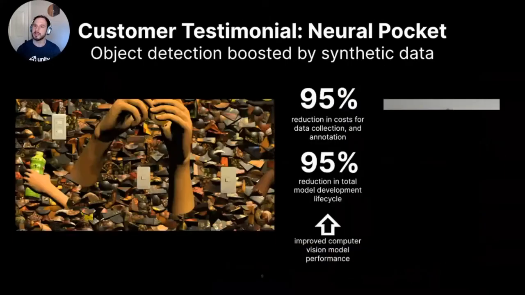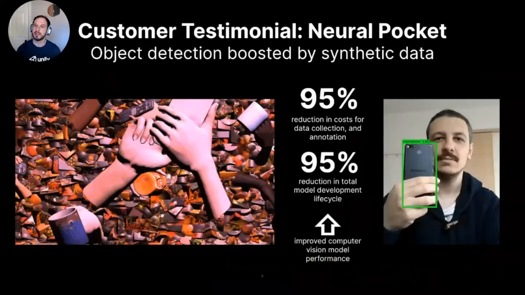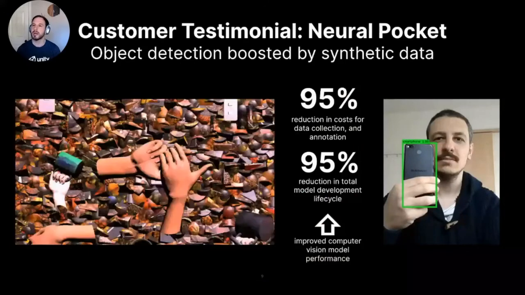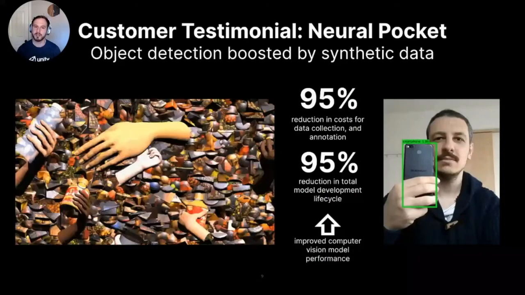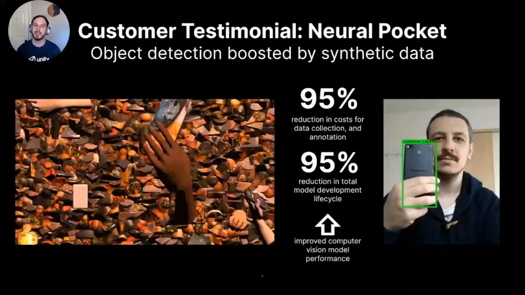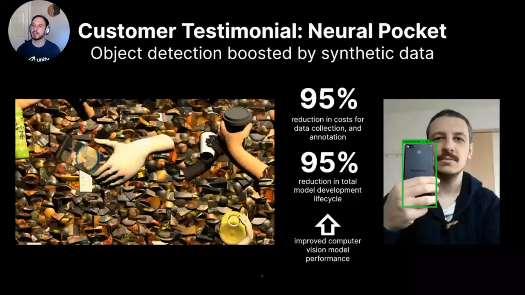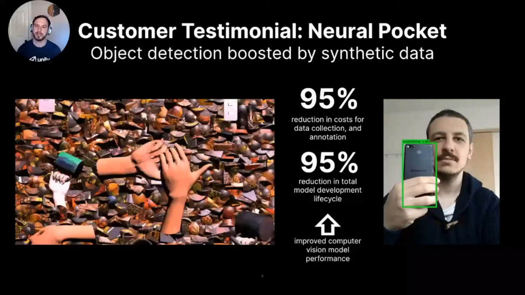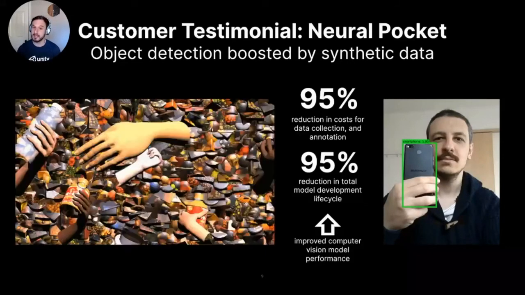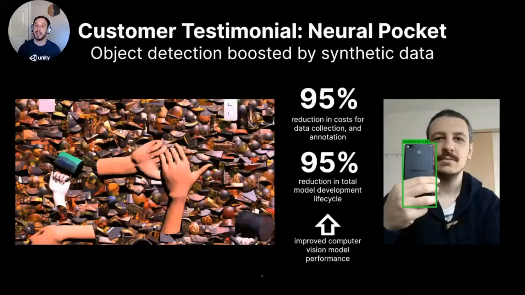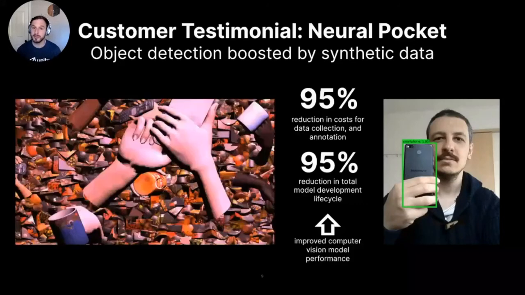So this is just an experiment, and then I'll go on to show that our customer and partner NeuralPocket, we just released a blog post with them on this particular application, used the same approach to train a smartphone detector for one of their applications. And you can see the highly randomized data set almost looks like nonsense, except for the fact that you can recognize hands and smartphones in the data set.